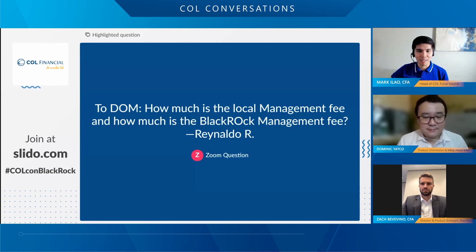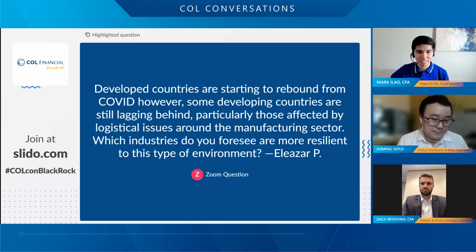Okay, so do we have some other questions left? Okay, so developed countries are starting to rebound from COVID. However, some developing countries are still lagging behind, particularly those affected by logistical issues around the manufacturing sector. Which industries do you foresee are more resilient to this type of environment? Maybe Zach, I can ask you to comment on this question.